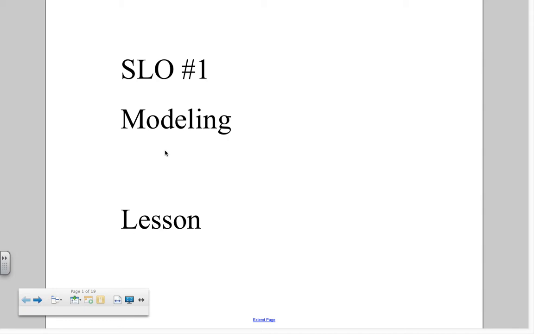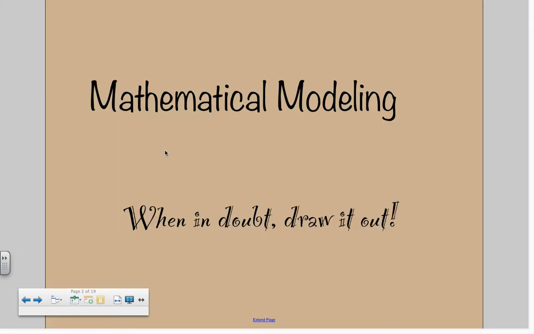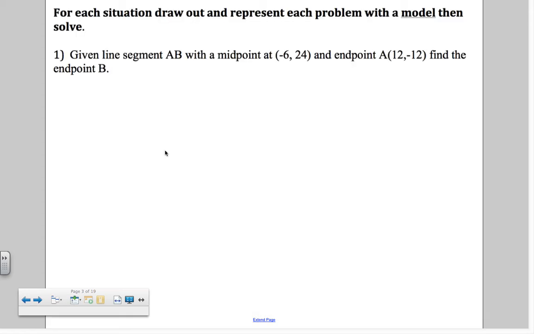So you'll probably want to write down as we go, or pull up the worksheet and go ahead and label these problems as we go. Mathematical modeling goes along the lines, when in doubt, draw it out. So you're modeling different situations to help you arrive at a solution. For our situation, we're going to draw it out and then represent each problem with a model, then solve. So you're expected to show a model of the situation, then solve it.